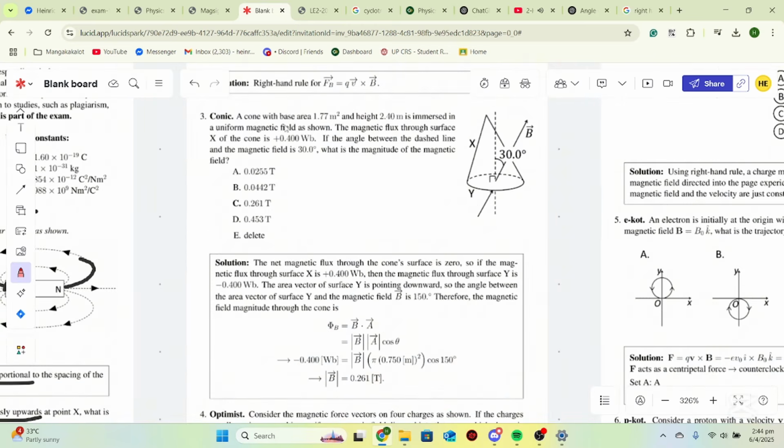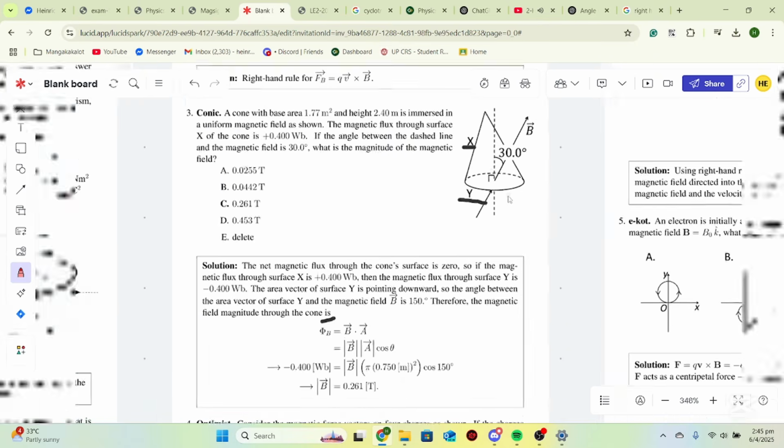Okay, for number three, a cone with a base area of 1.77 and a height of 2.4 is immersed in a uniform magnetic field. The magnetic flux through surface X is plus 0.4. If the angle between the dashed line and the magnetic field line is 30 degrees, what is the magnitude of the magnetic field? First things first, X is equal to Y because the magnetic flux, if you add them together, is equal to 0. That means X and Y are the same, and to get the magnetic flux, it's B dot A.